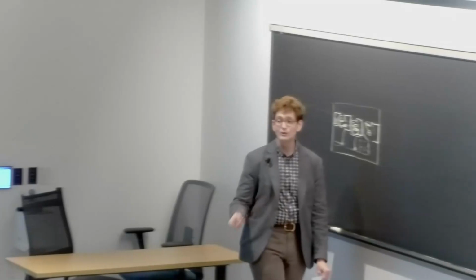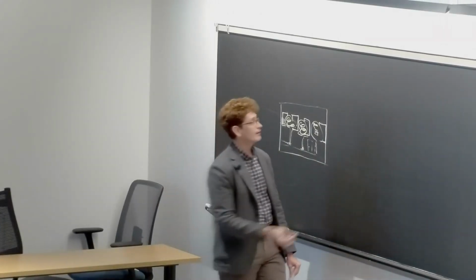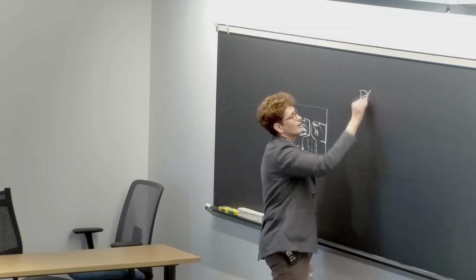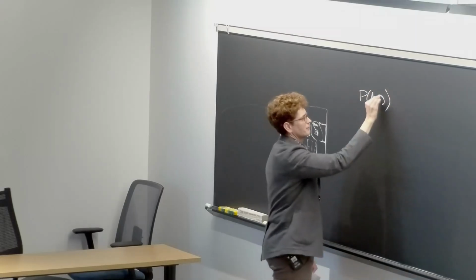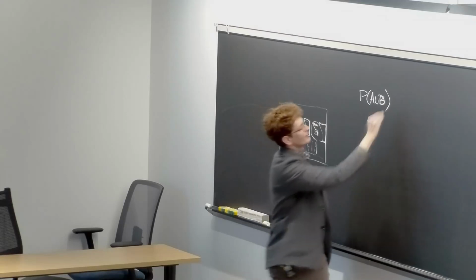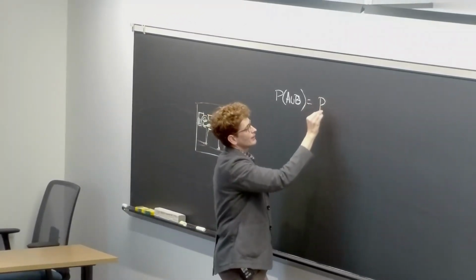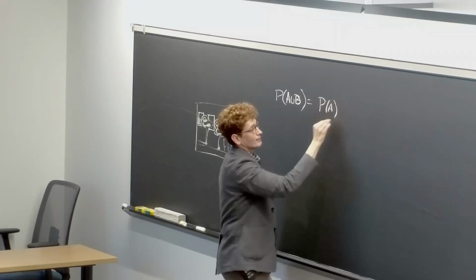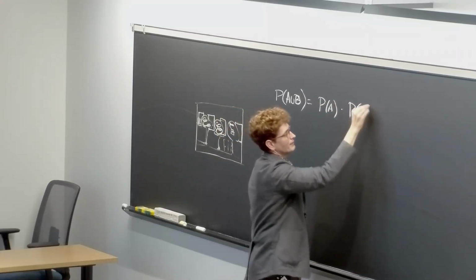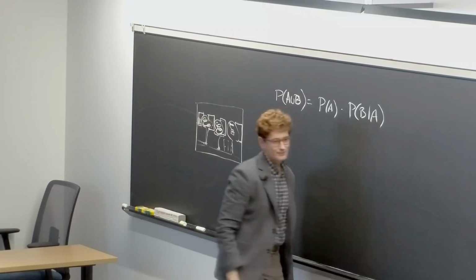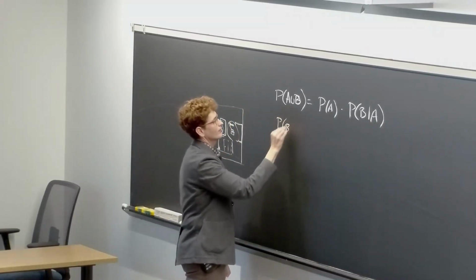But we can actually show this mathematically. So we can go back and derive Bayes' rule. Let's say we have the probability of A and B. Well, what is that? It's the probability of A times the probability of B given A, right? It's straightforward. And then we can just flip the variables and write the reverse.